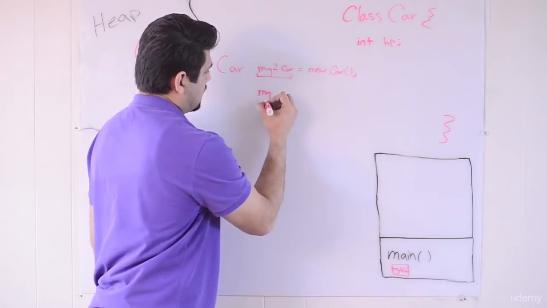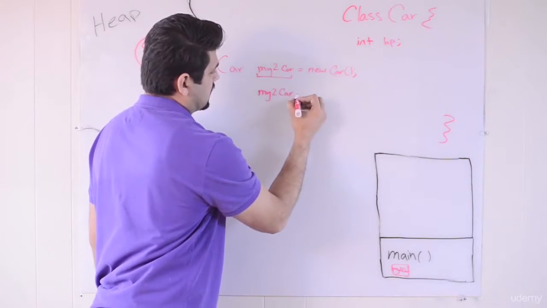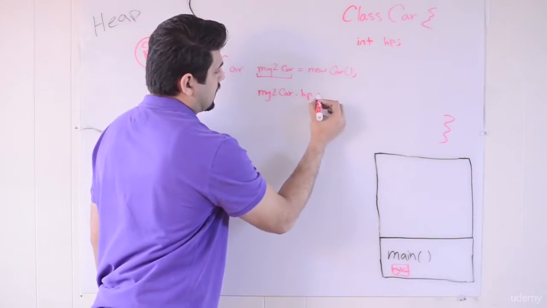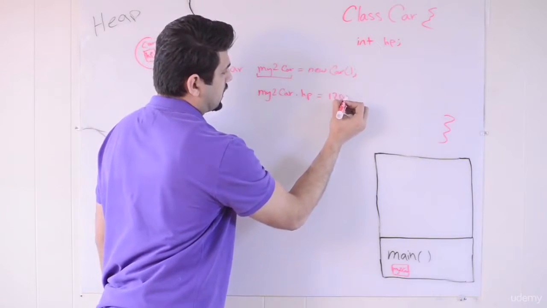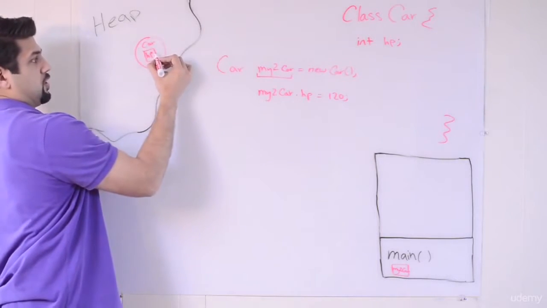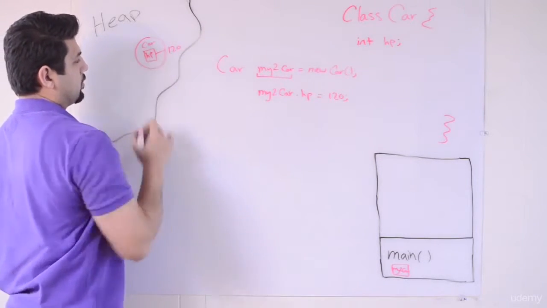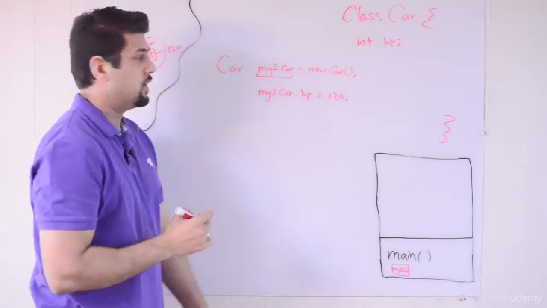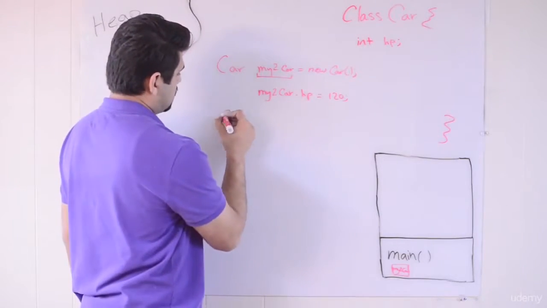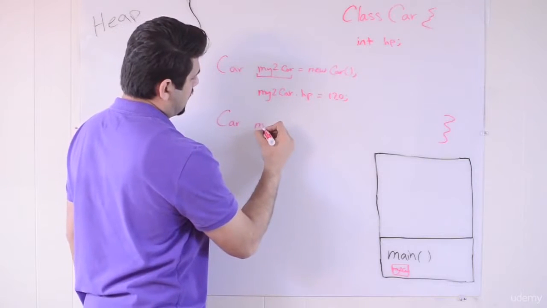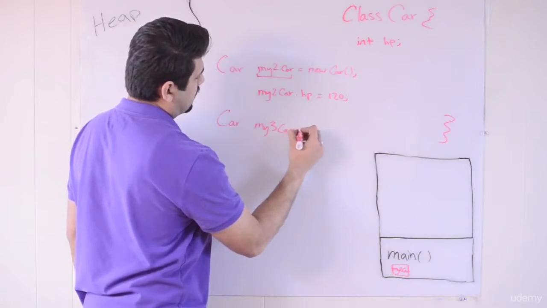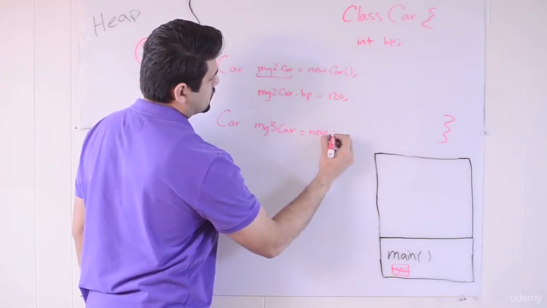So we can do my2car dot HP is equal to, let's give it 120, and this particular data is going to get 120. This variable is going to get the data 120. All right. Now let's create another instance. We could do car my3car is equal to new car.